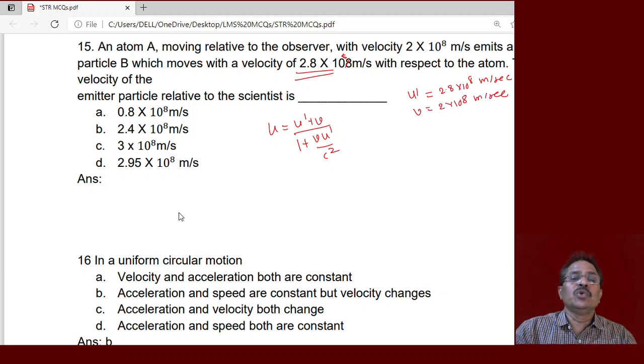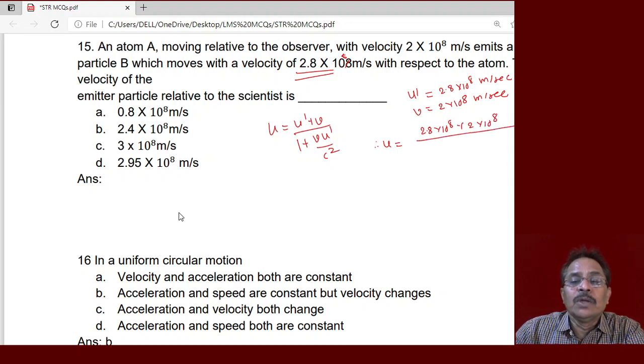So I can use both of these numbers very easily here to get this new velocity, or this u, the relative velocity of that moving particle which is emitted, or particle B which is emitted by A whenever it is in motion. And that's how we go for this simple calculation that gives you 2.8 into 10 raised to 8 plus 2 into 10 raised to 8.